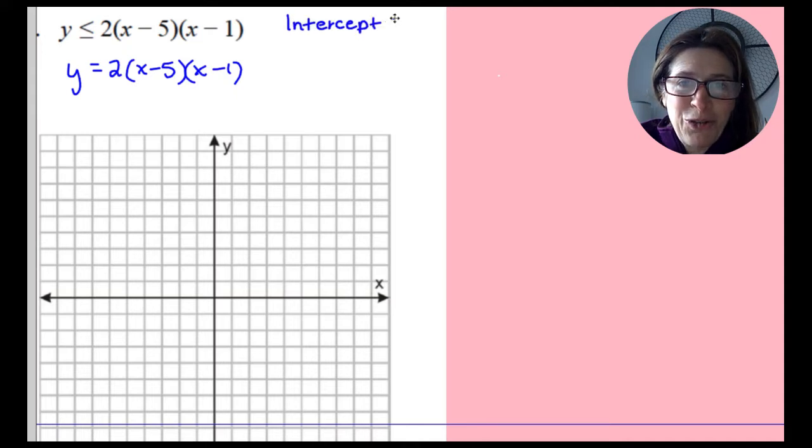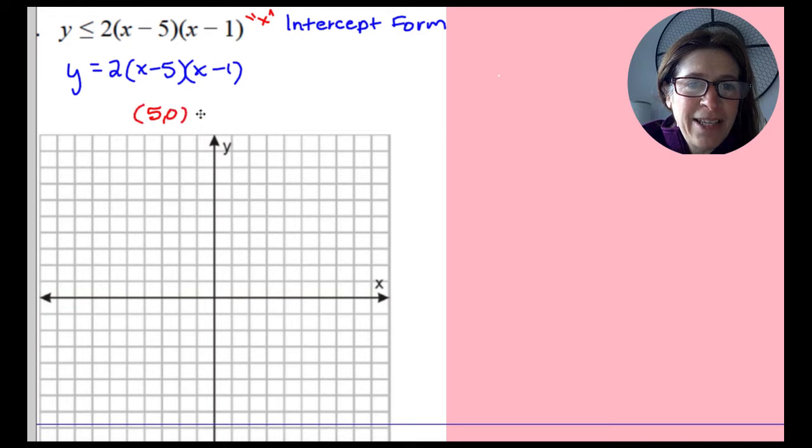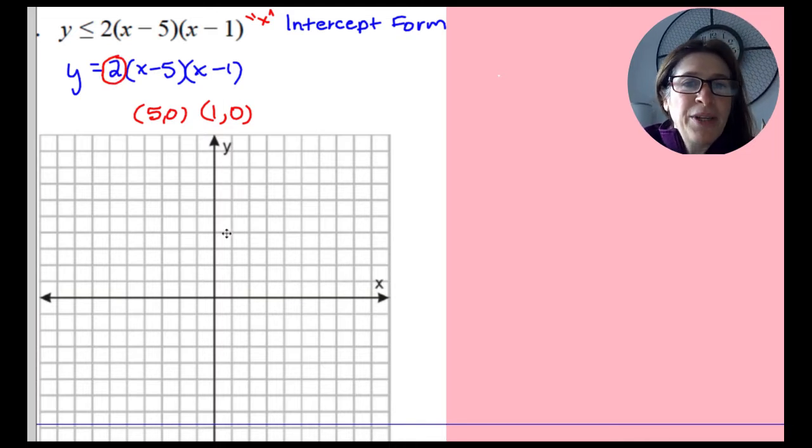Coach Fred doesn't really like to call it that because there are different intercepts. I like to call it x-intercept form because these represent the x-intercepts. So my x-intercepts are (5, 0) and (1, 0). I recognize that the graph opens up and has a vertical stretch of 2, but I don't have to be crazy about this. We're going to plot those points: (1, 0), and 2, 3, 4, (5, 0).